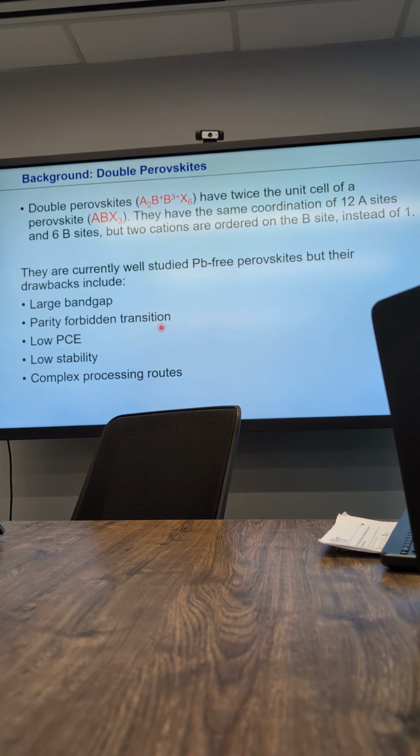So, double perovskites. As we see, the simple perovskites are just ABX3, but in double perovskites, the B site is split into two. So you have two B sites. So you have a B plus and then a B3 plus. So you have two cations in your B site.